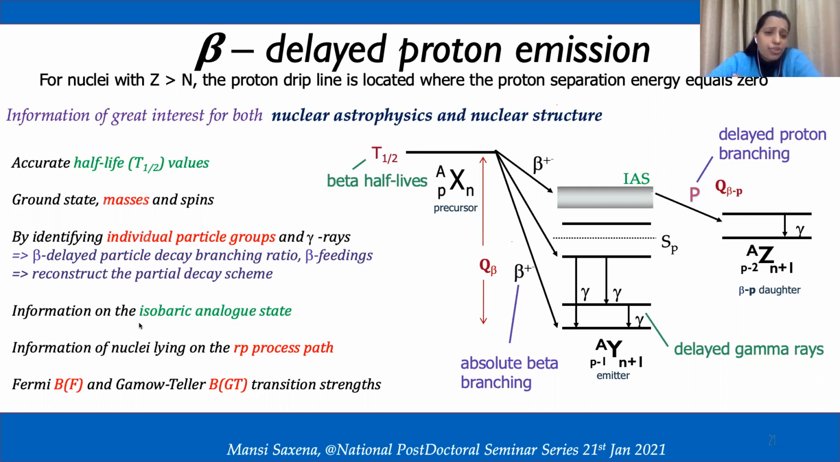We can have information on the isobaric analog state. Essentially, all these nuclei which are proton rich also lie on the rp-process path. That is why we also have this nuclear astrophysics interest. And finally, we can extract the absolute values of the Fermi and Gamow-Teller strengths.